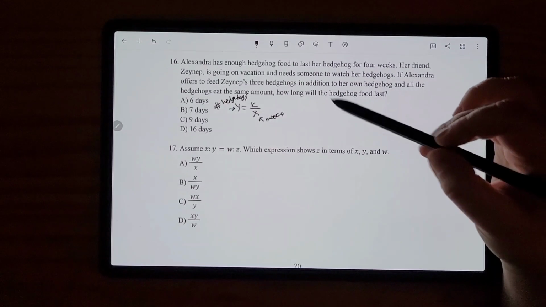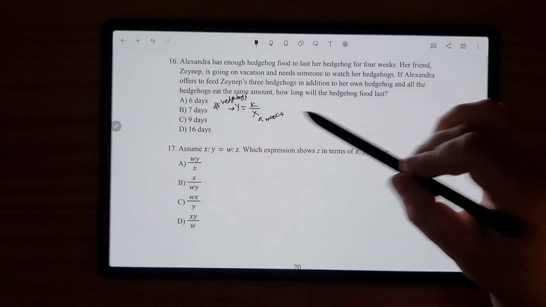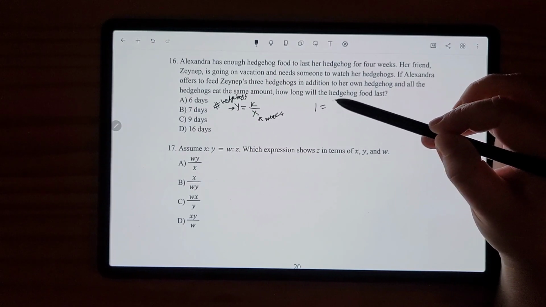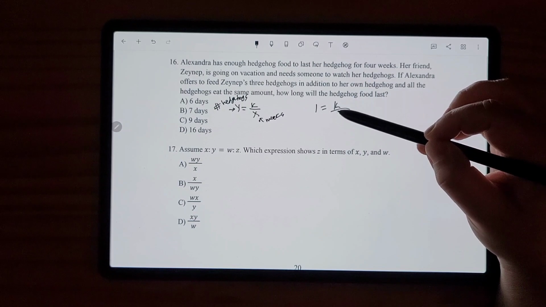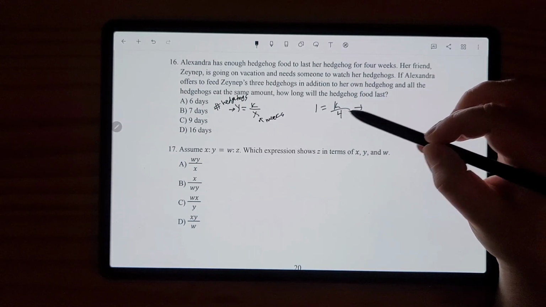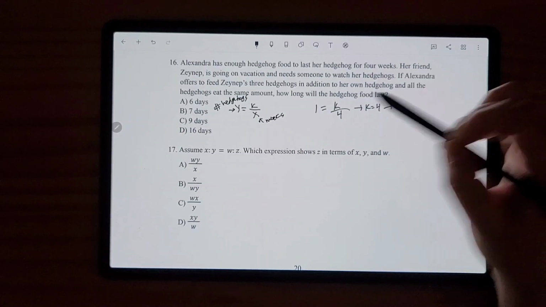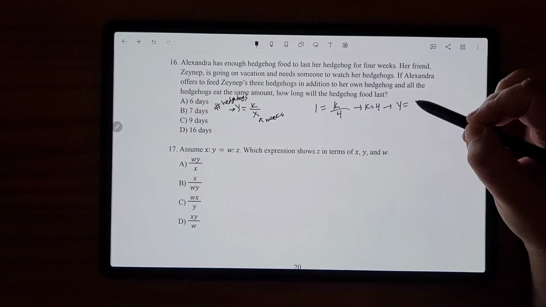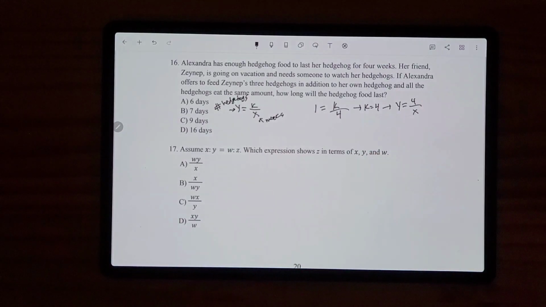So Alexandra has enough hedgehog food to last her one hedgehog for 4 weeks. So number of hedgehogs, y would be 1. That's k over the number of weeks it would last, which is 4. So we can now solve for k by multiplying each side by 4, and we get k is equal to 4. So now we can rewrite this equation to be y is equal to 4 over x, where remember, x is always going to be weeks, and y is always going to be the number of hedgehogs.